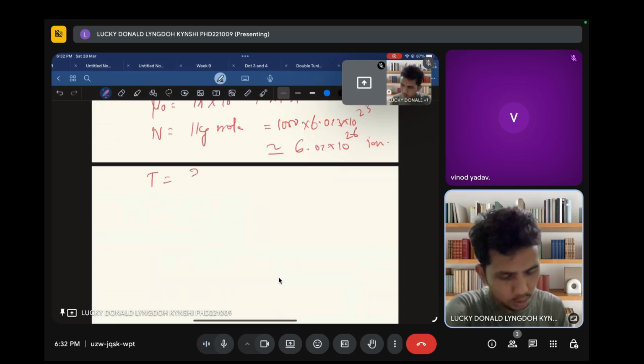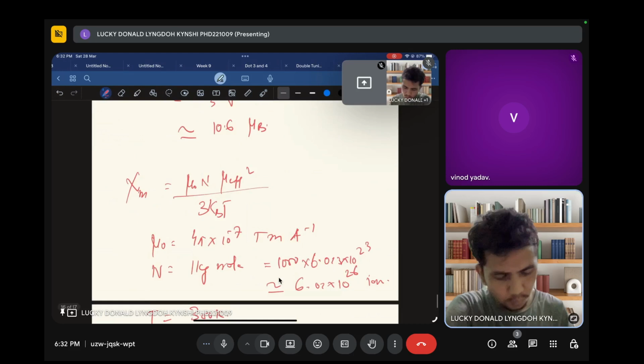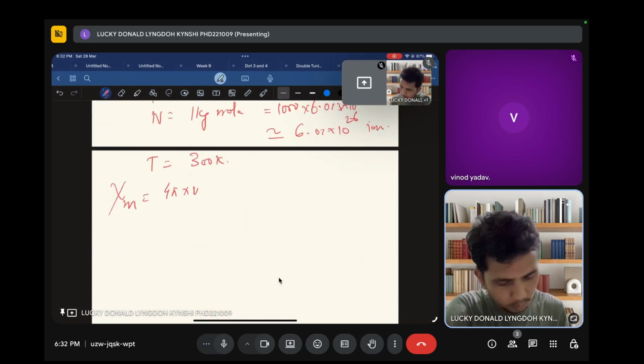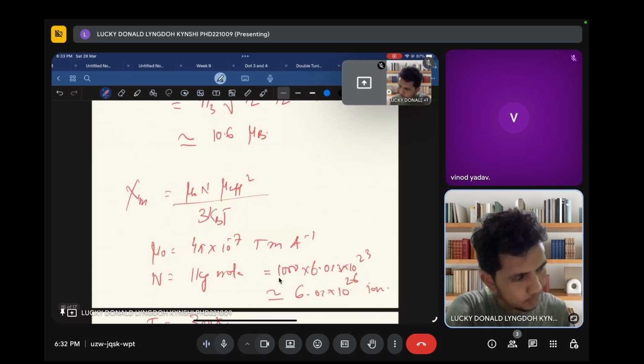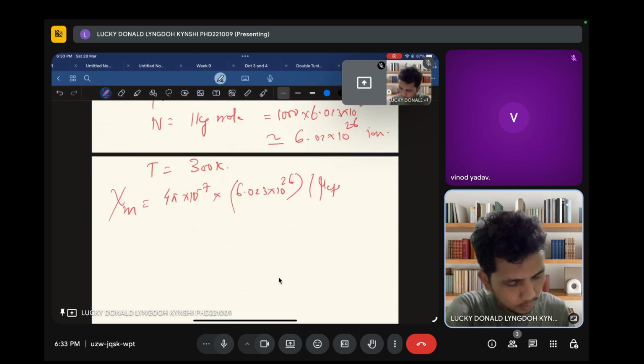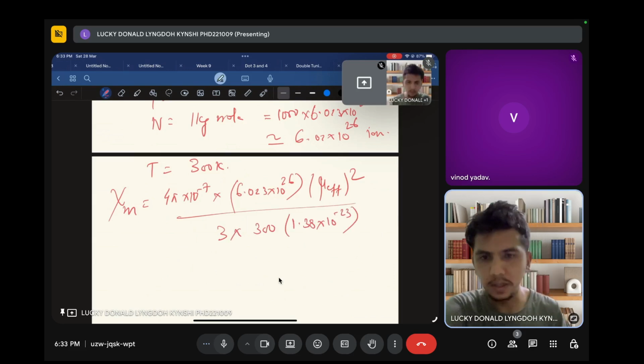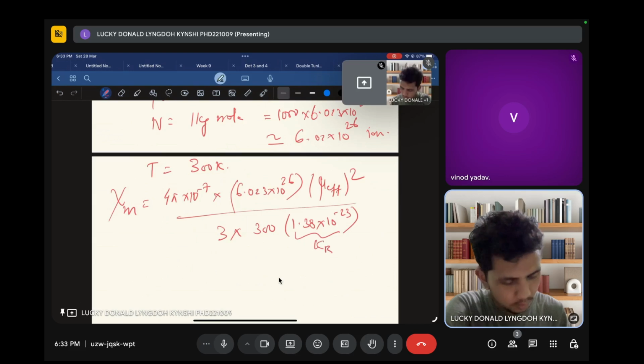Temperature is also, you already know, 300 Kelvin, and we can just substitute back. Psi m is equal to mu naught, which is 4 pi into 10 to the power minus 7, into Na, 6.023 into 10 to the power 26, the number of ions, into mu effective square. You can substitute your mu effective square here, divided by 3 kBT. Okay, so 300 Kelvin is your temperature, and this is your kB.